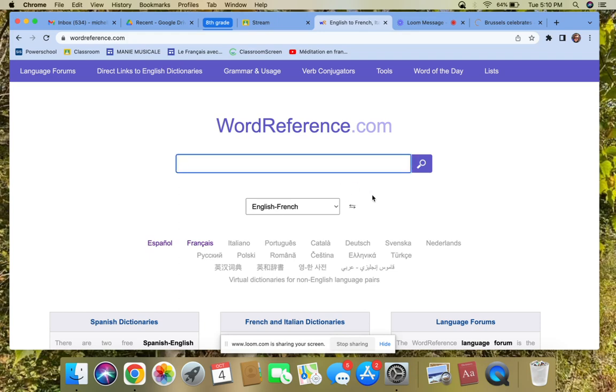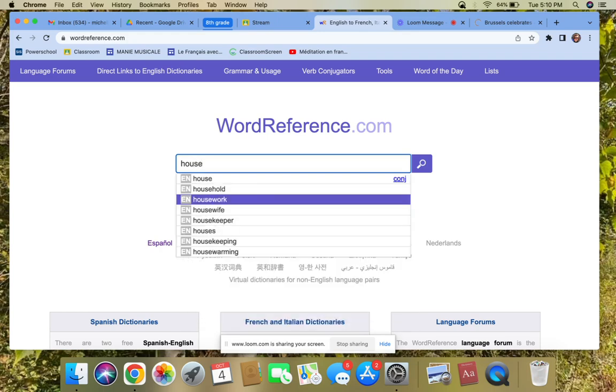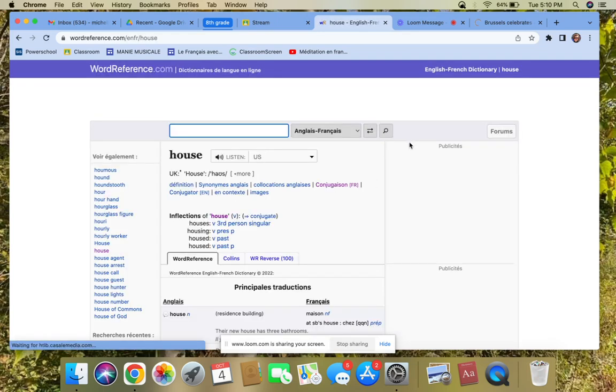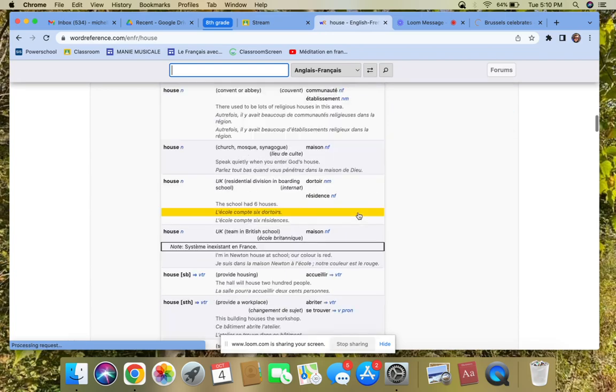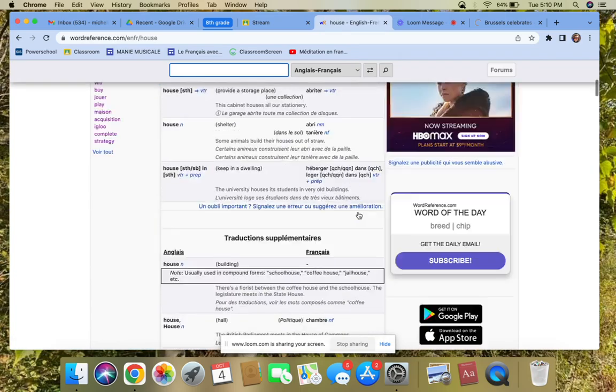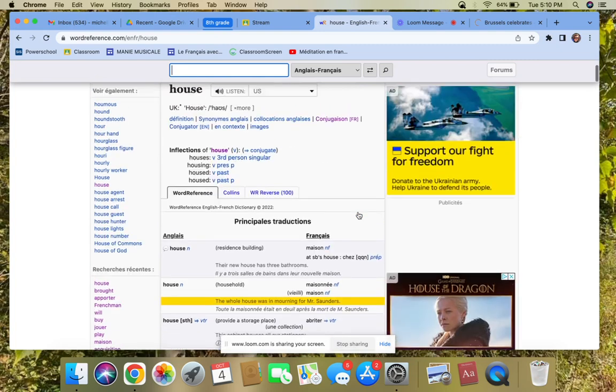So I'm going to start with English to French and give you an example of how to use this very useful online dictionary. If I don't know the word for house, I could type in house and find it in French. Now, this may look a little bit overwhelming because here we have a lot of information. If you scroll down, there's a lot of information. But really, most of the time, you're just going to need to look at the first word or translation that you have. So if I look here, it says house, residence, building. So if I'm saying I live in a house, then I look over here under français and it says maison.